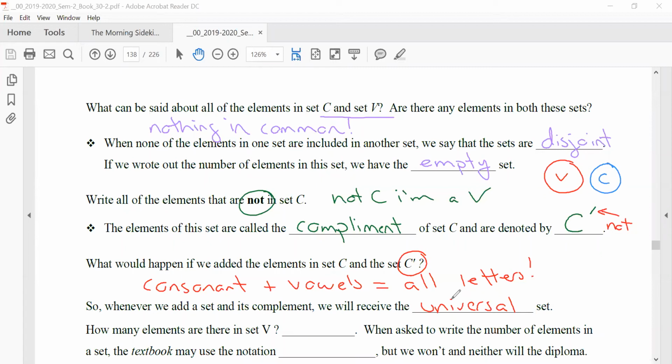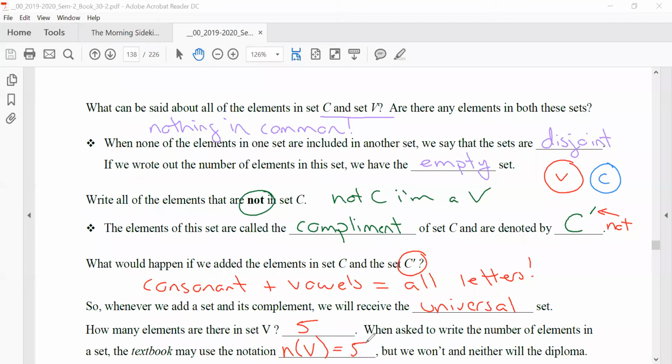Now, how many elements are there in set V? Well, they're vowels, and we didn't include Y because it becomes a bit of a problem. I'm going to say there's 5. So when I ask you to write the number of elements in a set, if you're using the textbook, it would look like this: n, bracket V, the number of elements in V. So I would answer that as 5.